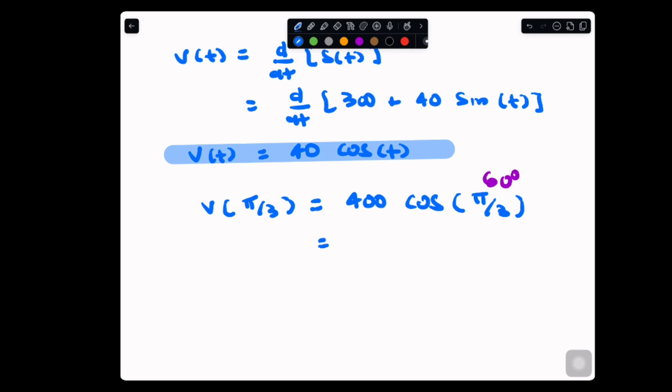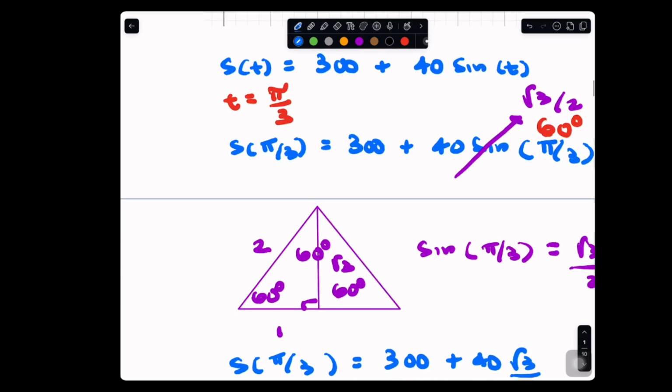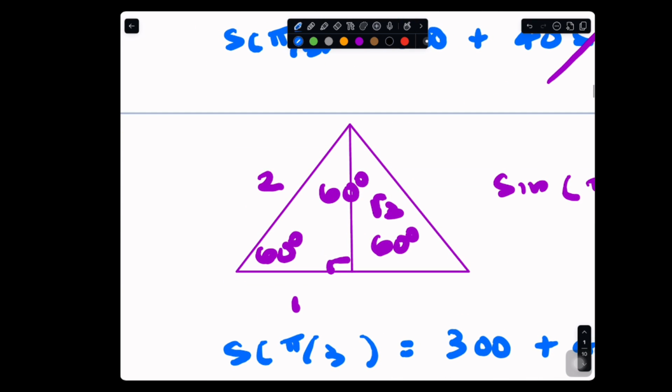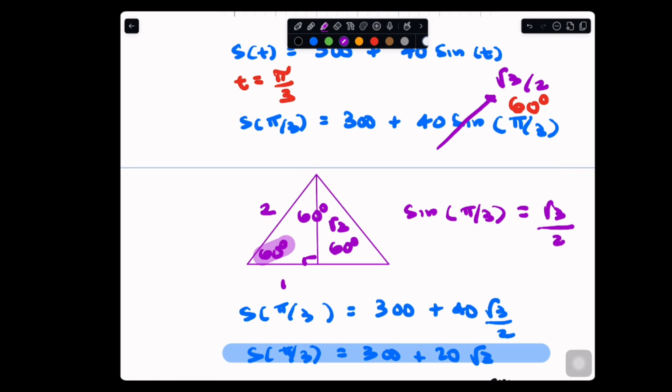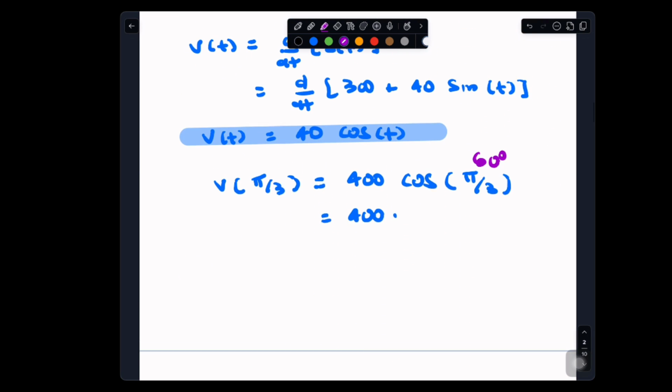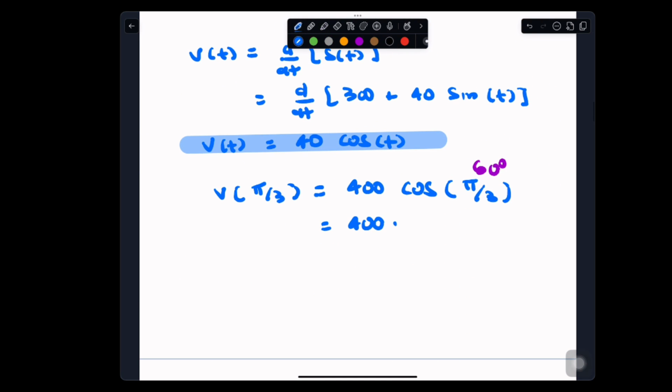And what's cosine of 60 if I go back and look at this picture? Isn't it 1 over 2? Your 60 degree right here. Do you guys remember special triangles? It's adjacent over hypotenuse, 1/2. So, not bad.